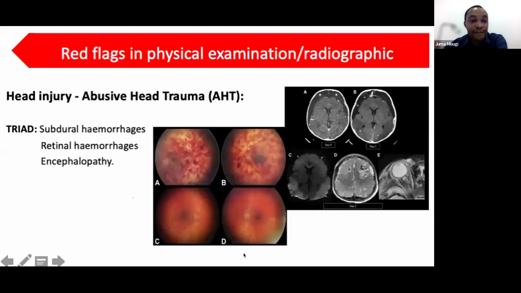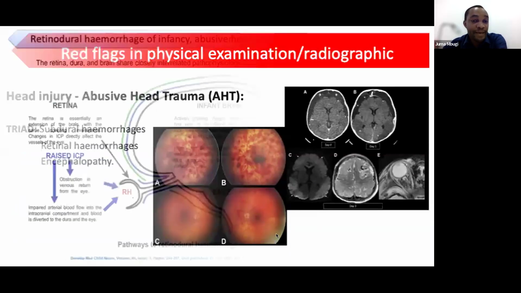And then we have red flags in physical examination and the radiographic as well, especially in abusive head trauma. So how will the infant or child present? With a triad of subdural hemorrhages, as you can see on the images here, retinal hemorrhages, and encephalopathy.